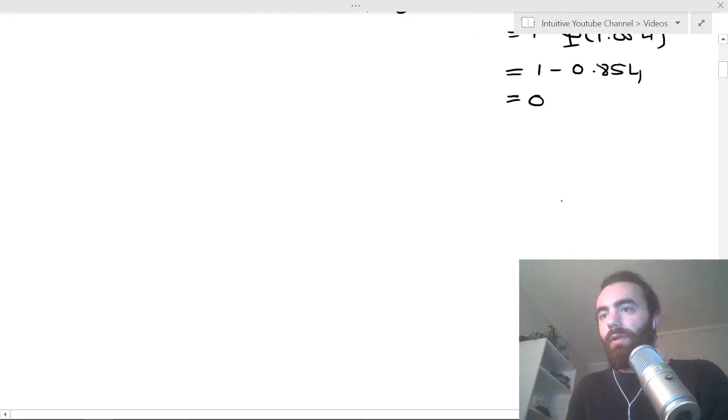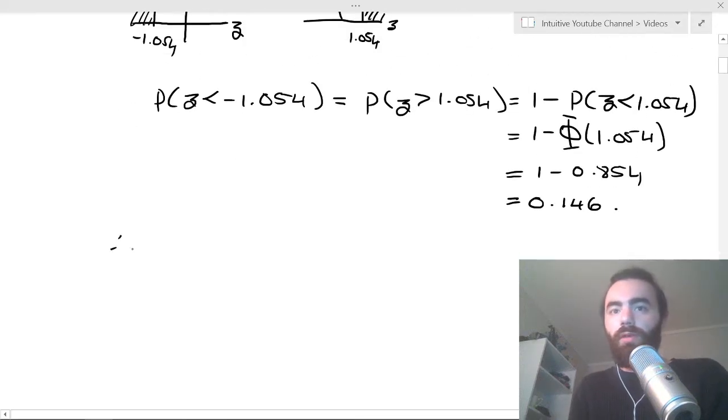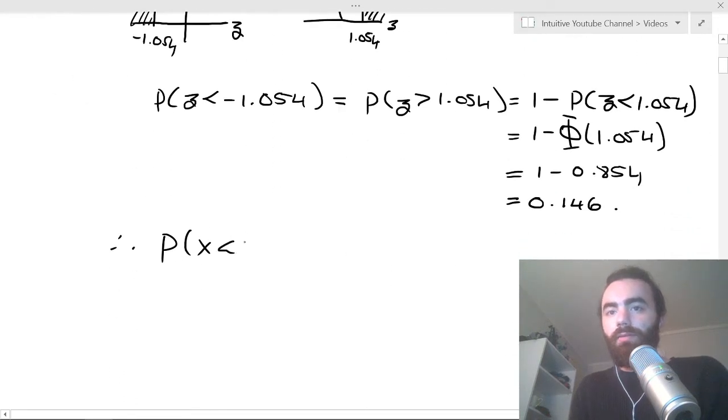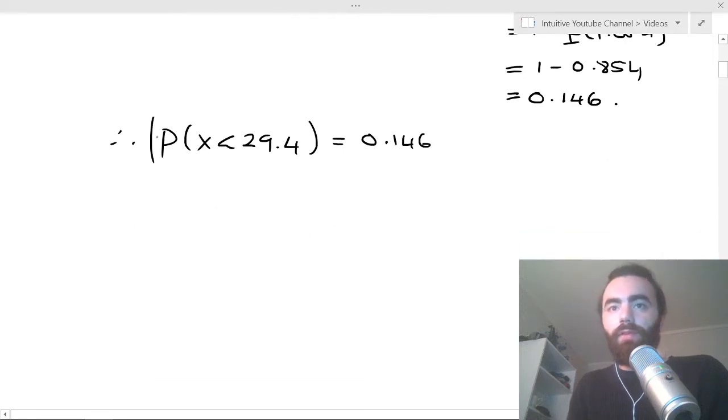So therefore we can say the probability that x is less than 29.4 is equal to 0.146. And that's your answer.